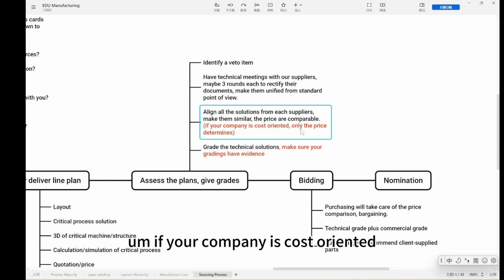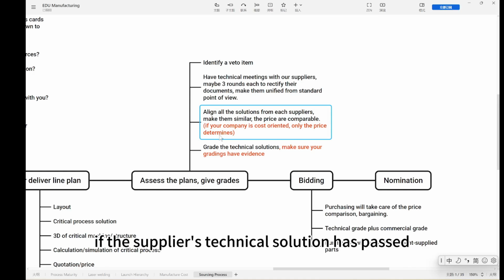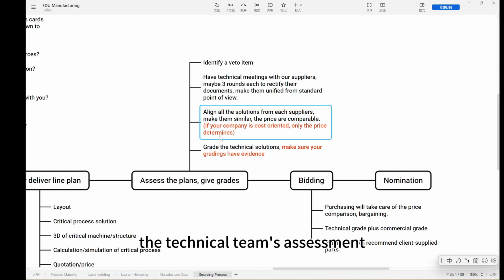If your company is cost oriented, only the price determines. In CATL, the game works like this. All the suppliers will be graded, but there will be only yes or no, which means if the supplier's technical solution has passed the technical team's assessment, it's a yes, and no matter how high their grade is, they will only be considered as passed. Then the supplier with the lowest price will win the bidding.